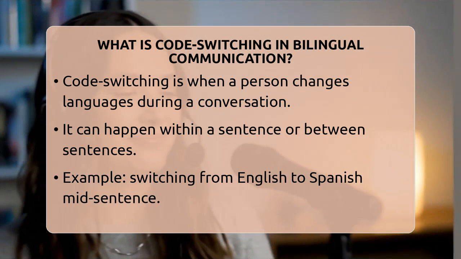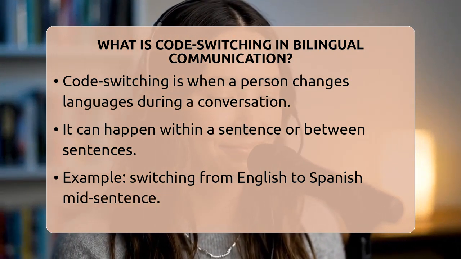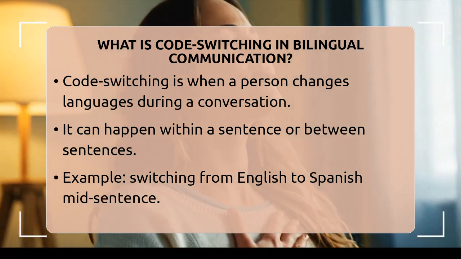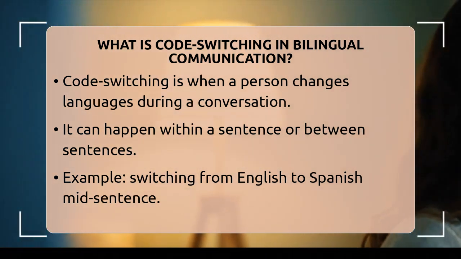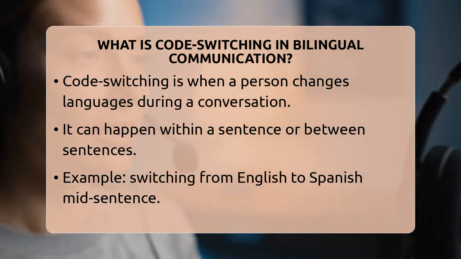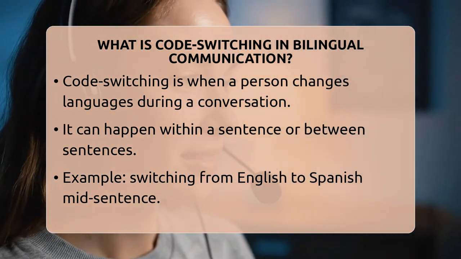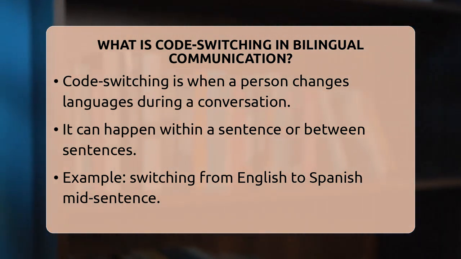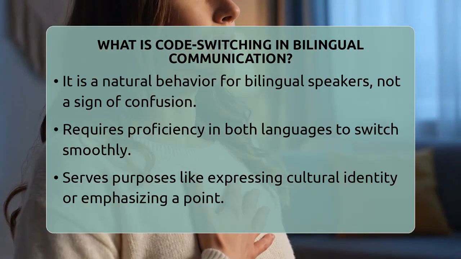In simple terms, code switching is when someone changes languages during a conversation. They might switch within a sentence or between sentences. For example, they might say, "I am going to the store," and then add, "para comprar pan," which means to buy bread in Spanish. This shows how flexible and skilled bilingual speakers are.